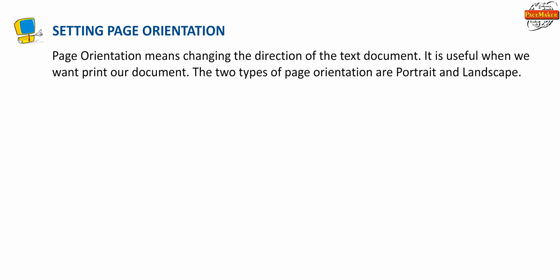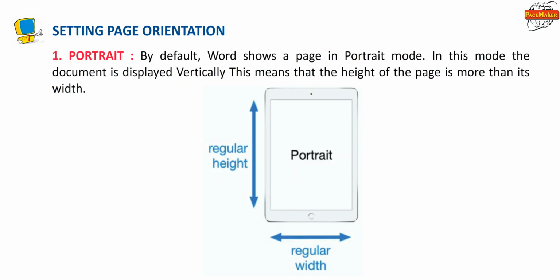Setting page orientation. Page orientation means changing the direction of the text document. It is useful when we want to print our document. The two types of page orientation are Portrait and Landscape. Portrait. By default, Word shows a page in portrait mode in which the document is displayed vertically. This means that the height of the page is more than its width.